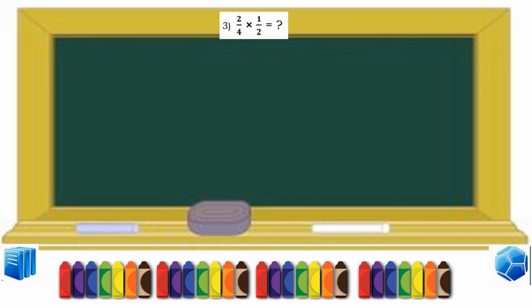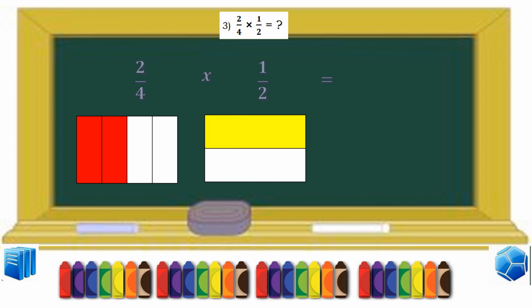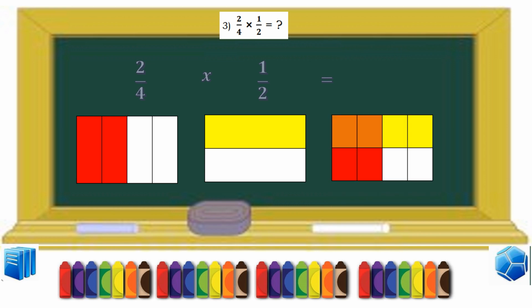Number 3, 2/4 times 1/2. 2/4. So out of 4 equal parts, there are 2 shaded parts. Then 1/2, out of 2 equal parts, 1 shaded part. Then to combine, we can form the double shaded, the orange part. We have 2 out of 8 equal parts.